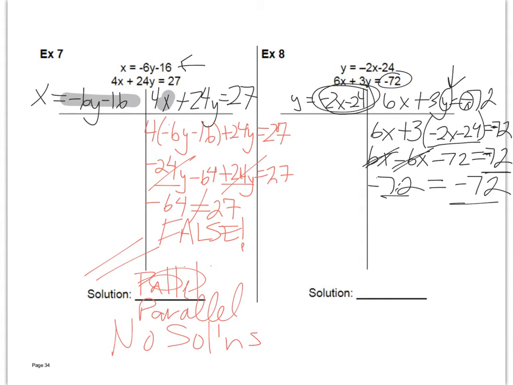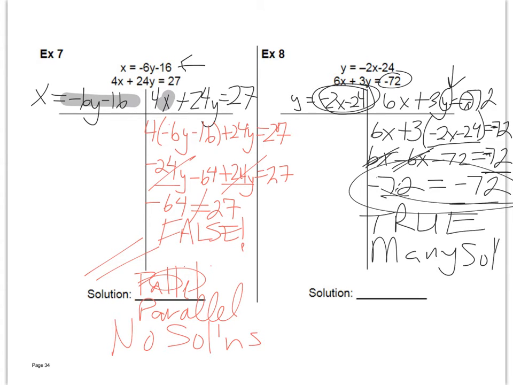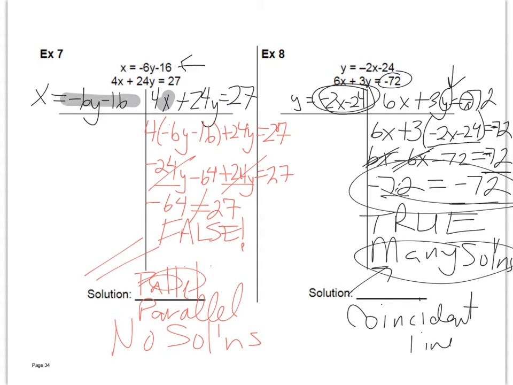When there's no variables left, and you get some weird answer like this, that means it's always true. It always works. There's many solutions. There's infinitely many, as a matter of fact. These are coincident or overlapping lines. They overlap right on top of each other. If you solved this one for y, you would find out it's exactly the same as negative 2x minus 24.